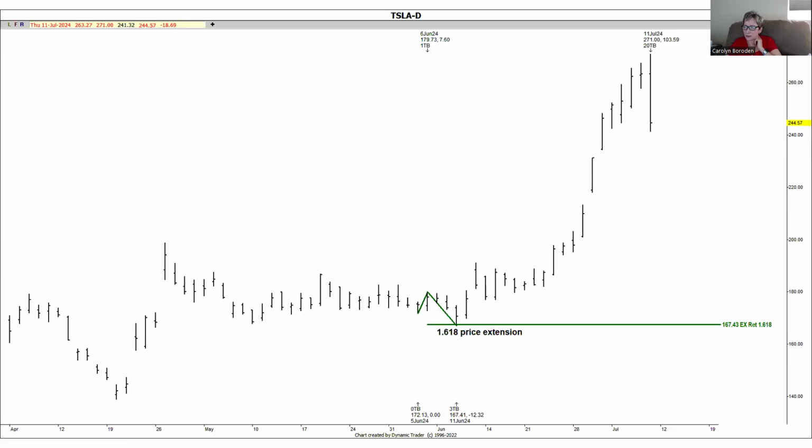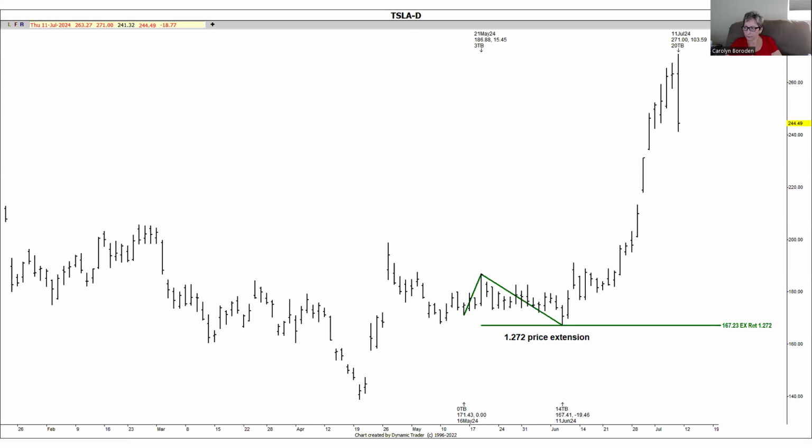Now, this gets into a little bit of a teeny extension, but it still counts. Here's where we had a prior minor low to high swing, and you can go back and actually run these yourself, and you'll see where it all came together. But we had a 1618 price extension of that low to high that came in at 167.43. Actual low was 167.41.